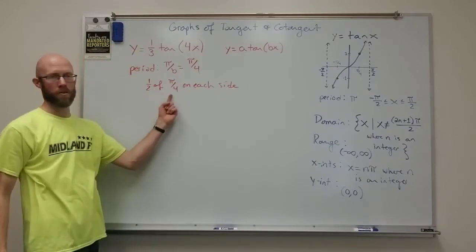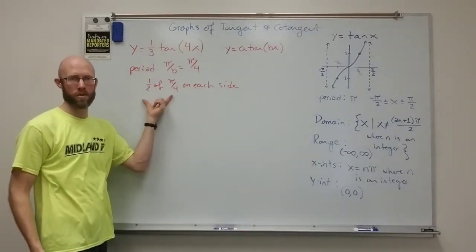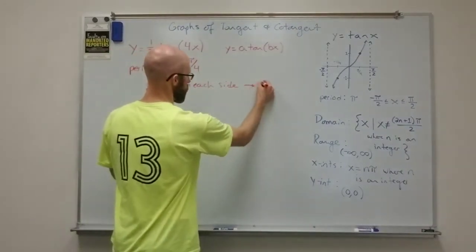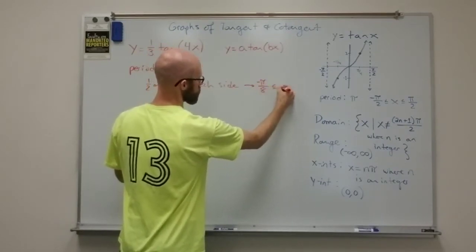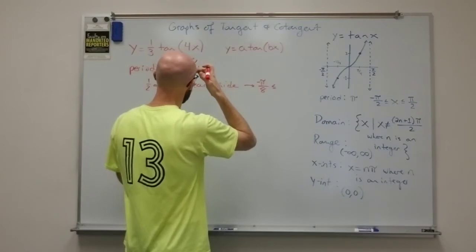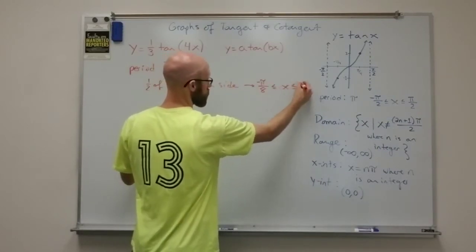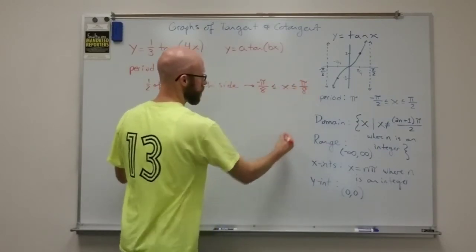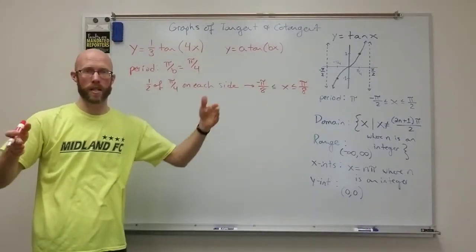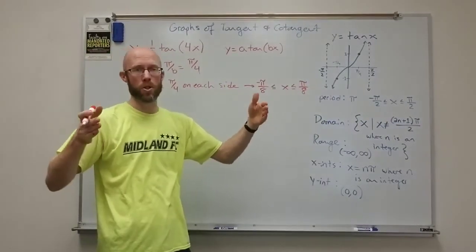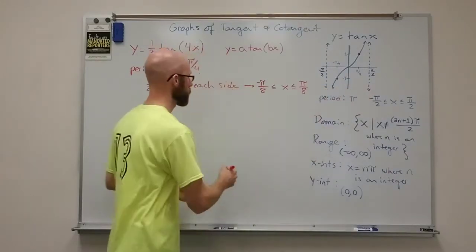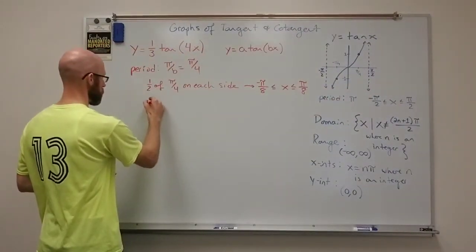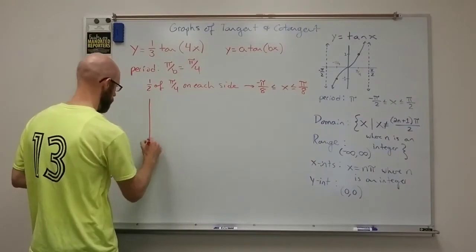Well, half of pi over 4 is pi over 8, right? So you'd have negative pi over 8 is less than or equal to x, which is less than or equal to pi over 8. Okay, so negative pi over 8 to pi over 8 gives you two consecutive vertical asymptotes like we have here. Okay, so I'm going to go ahead and start to plot this.